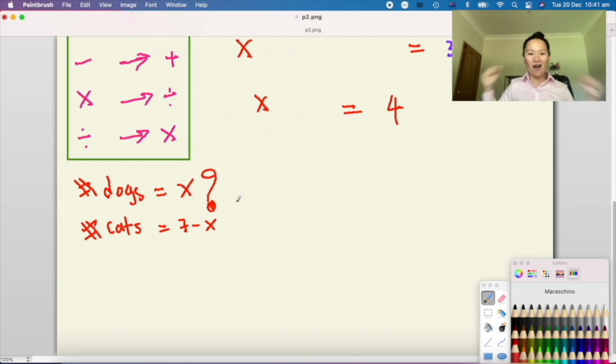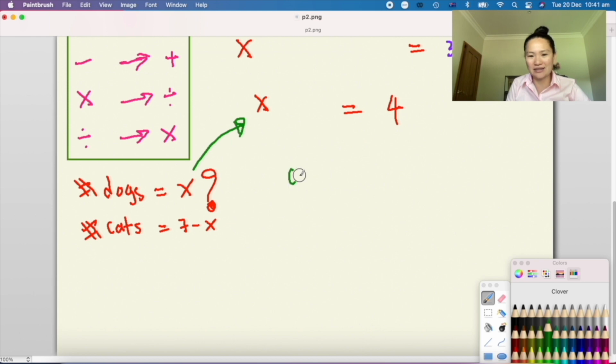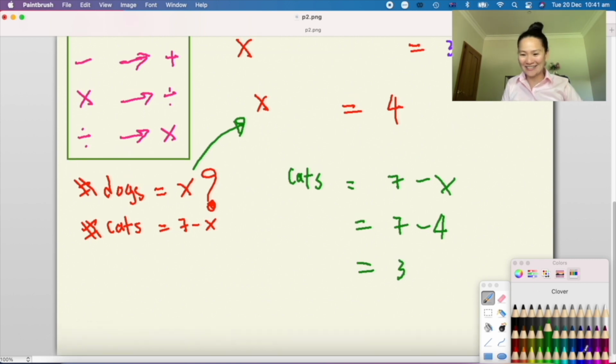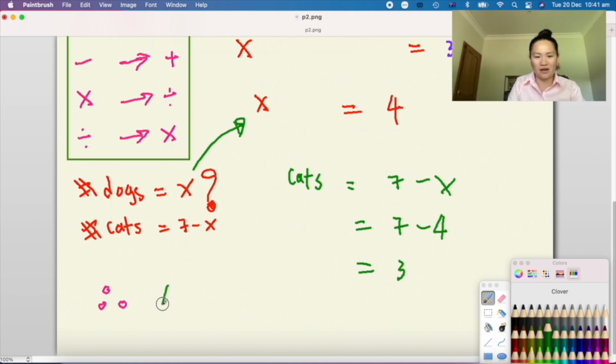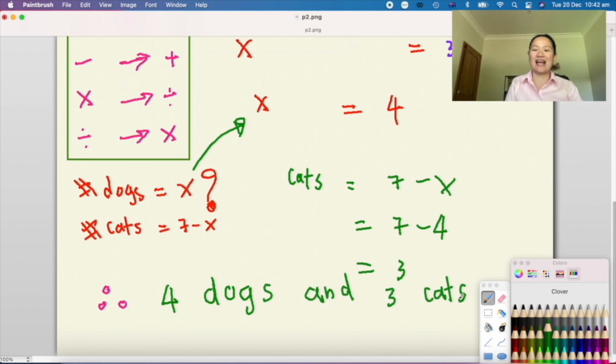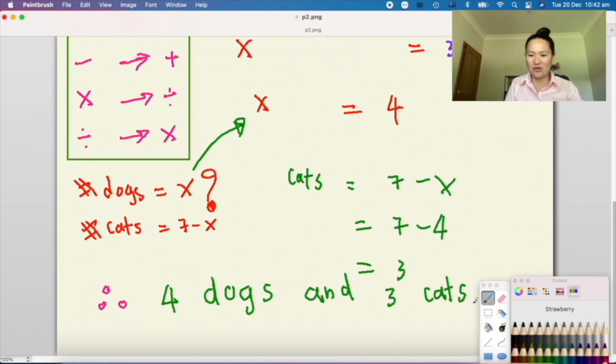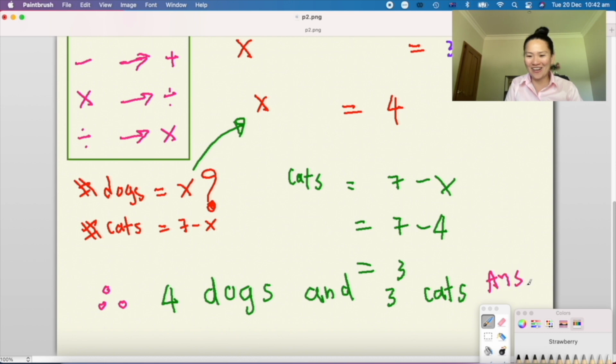Yes. So let's find out. The dogs, we found here. Good. How about the cats? Number of cats equals 7 minus x. You substitute x here, which equals 4. 7 minus 4 equals 3. So that's it. You find the answer: 4 dogs and 3 cats, and this one is your answer. Yes, finally you find out the answer.